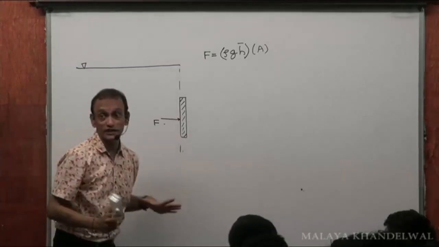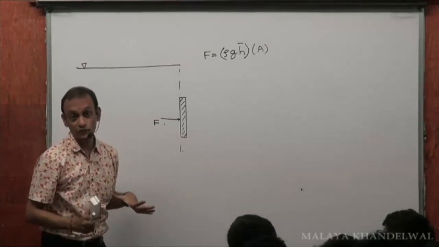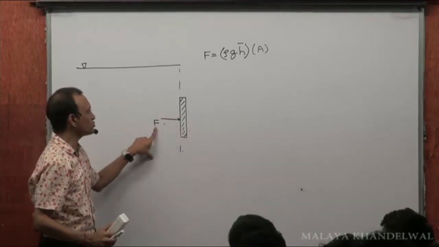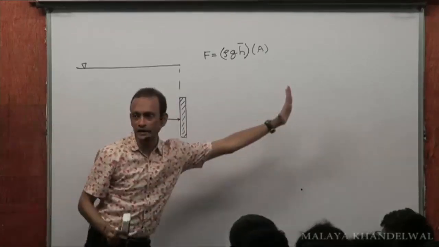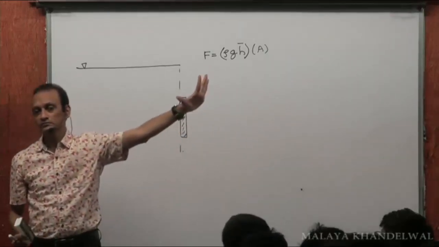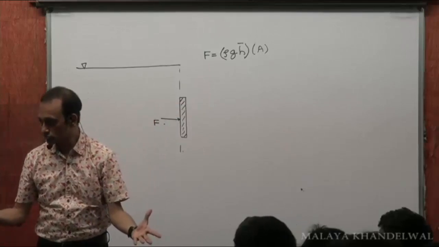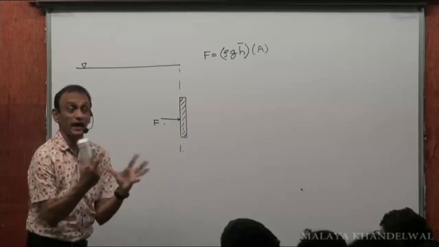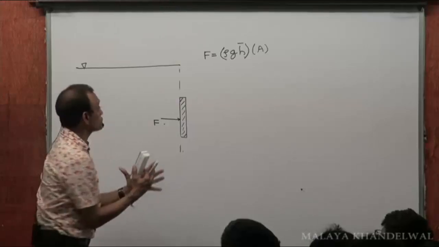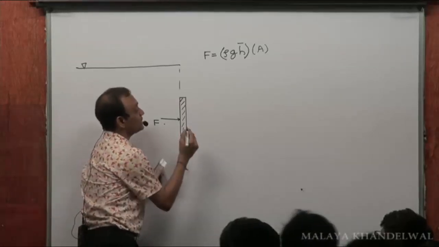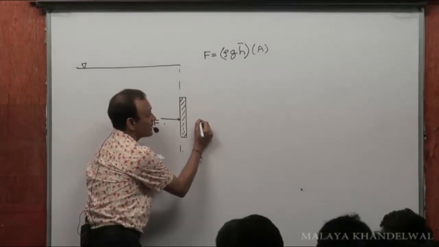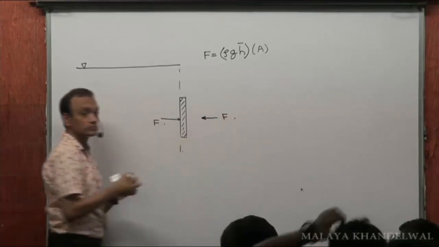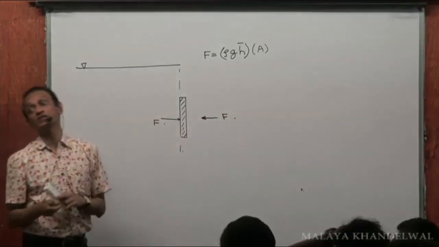I have to hold this gate in equilibrium, isn't it? If I don't hold it in equilibrium, what will this force do? This force F will accelerate the gate to the right. Yes or no? You don't want that to happen, right? So there must be a mechanical means which will exert an equal and opposite force on the gate in this direction. That will maintain translational equilibrium.